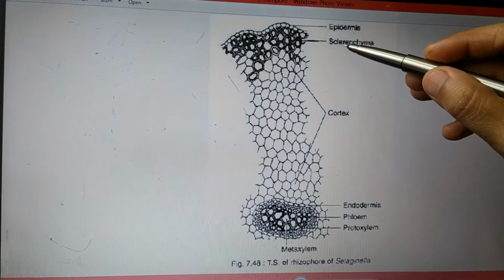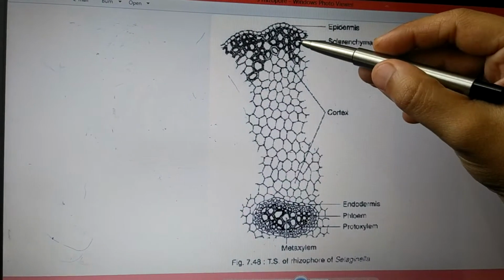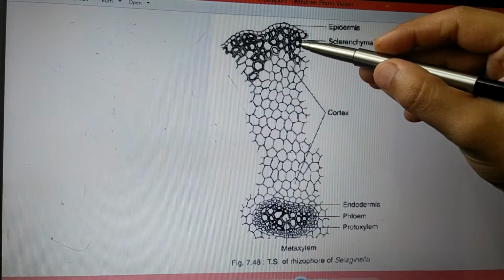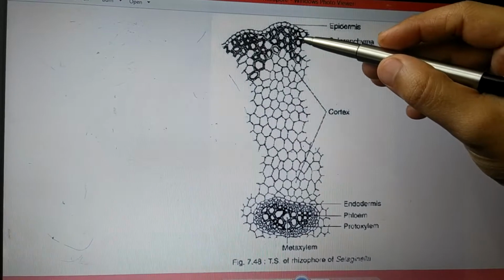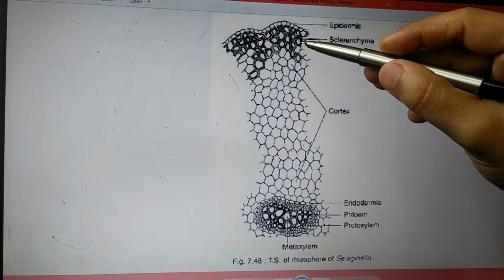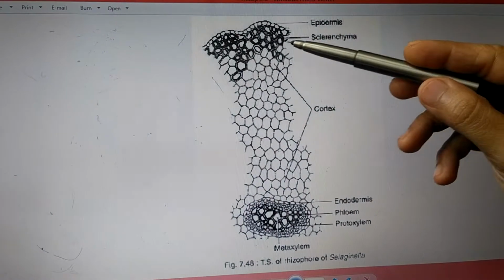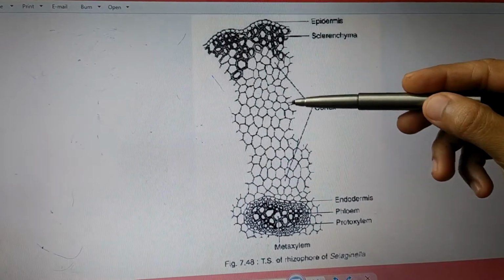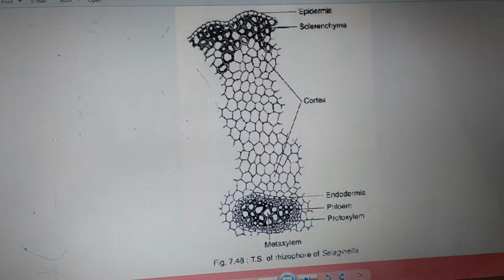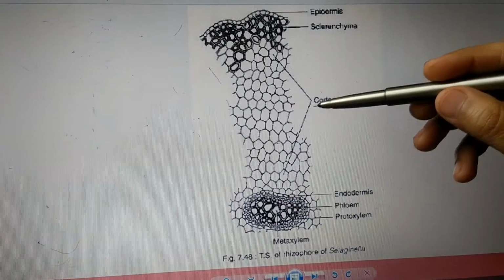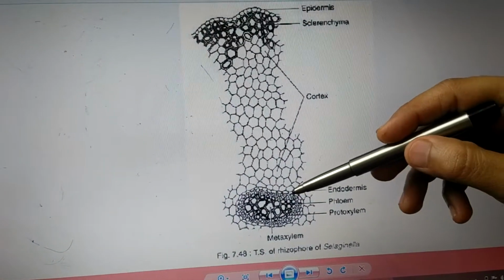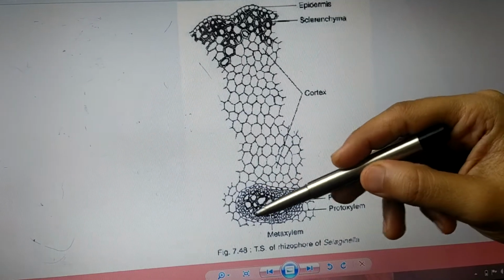Outer cortical is made up of sclerenchymatous cells. All the cells are a bit thick because of the deposition of lignin and suberin on them. And internal to this is the inner cortical region, made up of parenchymatous cells. And inner to this we have the central stele.